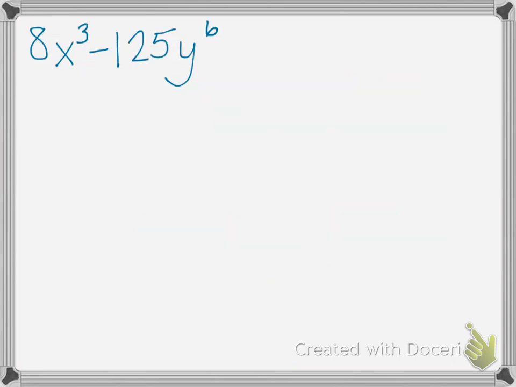So here's our next problem. 8x to the third minus 125y to the 6th. Now I did say, whenever you can, find if they have something in common. I see an x and a y, so they don't have that in common. 8 and 125, I'm pretty sure they don't have anything in common. But I do see cubes. So again, I'm going to set it up as something to the third minus something to the third. Now I got to figure out what I put in those parentheses.